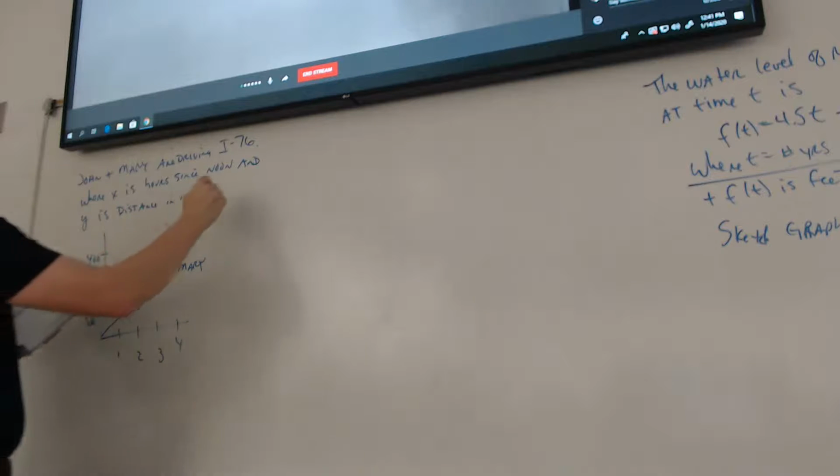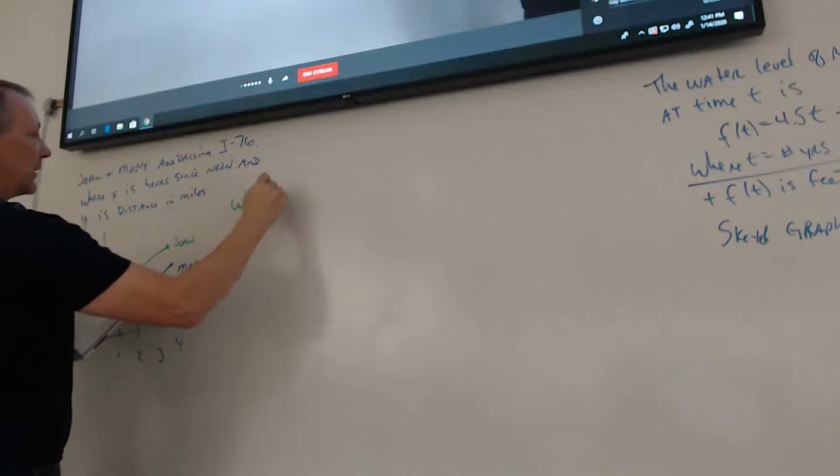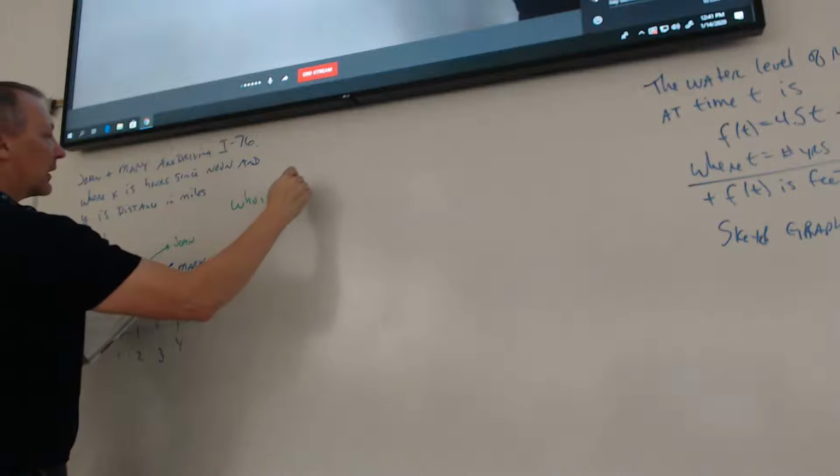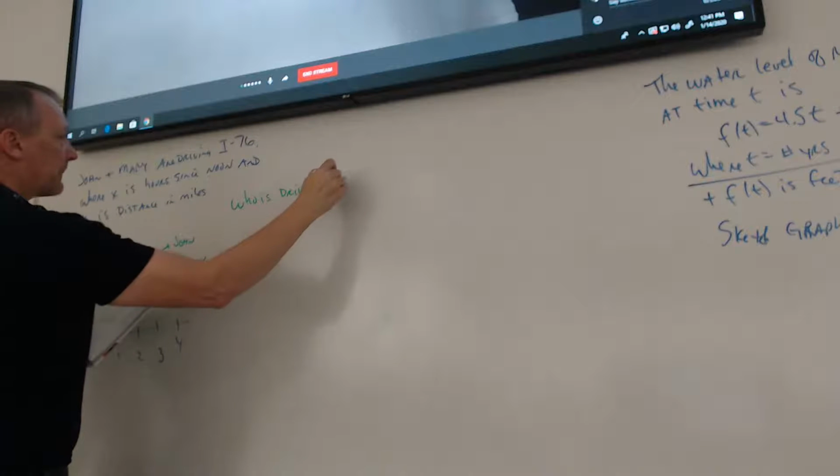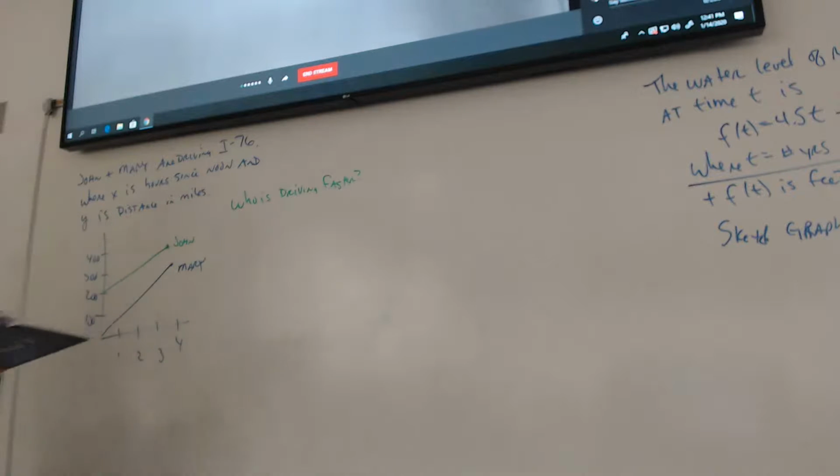Okay, so who is driving faster? Can we tell just by looking at the graph?